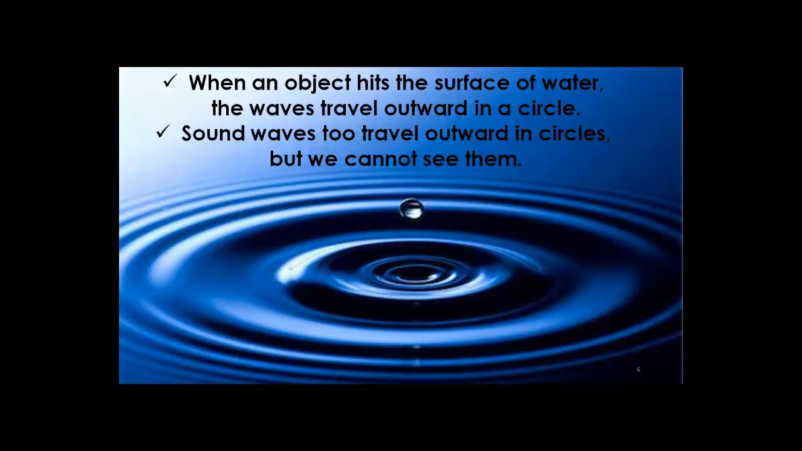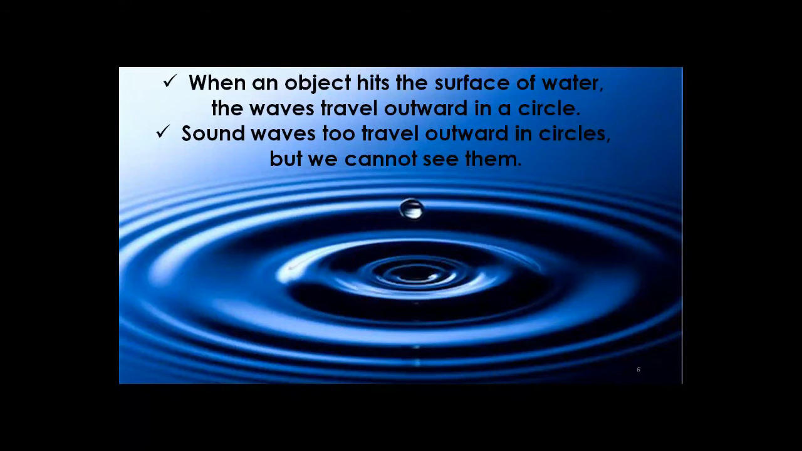Before explaining how sound is produced, let's observe this picture. If a stone falls into a still body of water, the waves travel outwards in circles. You can see that the waves travel outward in circles. Same as sounds, which are made from the movement of something backward and forward very fast. That is called a vibration. Sound waves also travel outward in circles, but we can't see them.